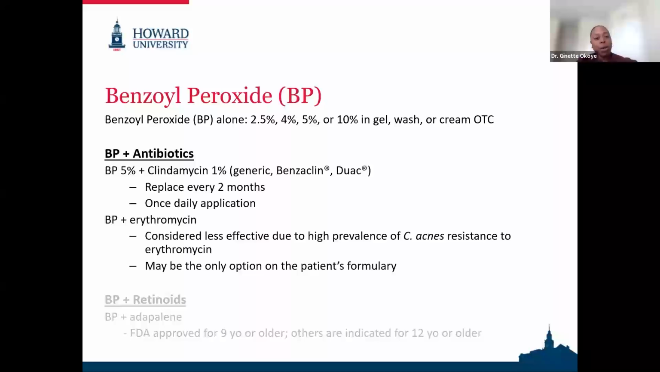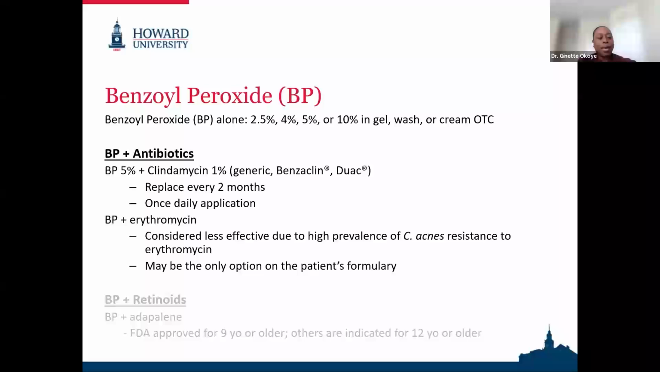Benzoyl peroxide also comes in combination with antibiotics, and these are generic and so widely available to my patient population. So there's benzoyl peroxide and clindamycin, 1%, and that works really well. I would have a patient use that in the morning and use their retinoid at night. The one thing, though, is they sort of interact with each other, and the benzoyl peroxide breaks down the clindamycin. So every 2 months, they need to replace that little tub because it's not as effective after a couple of months.